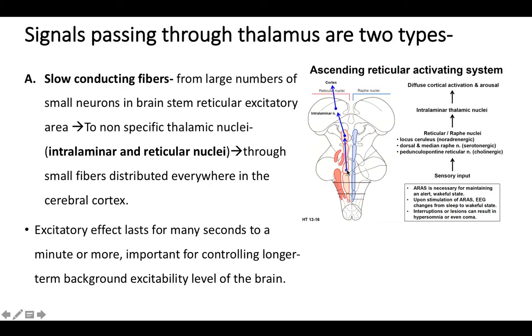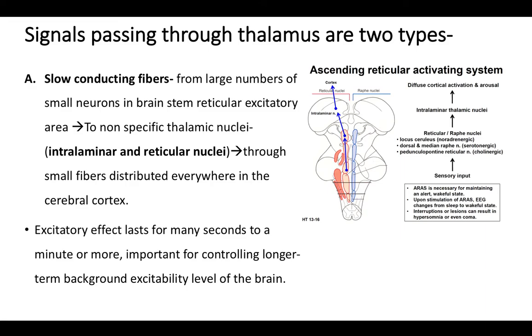You can see here from the bulboreticular excitatory area, fibers travel through the non-specific thalamic nuclei, and from there they enter the cortex in a diffuse projection. Since these are slow conducting fibers, it's very easy to remember: their effect will last for many seconds to a minute or more, and it will help in controlling the long-term background excitability level of the brain.